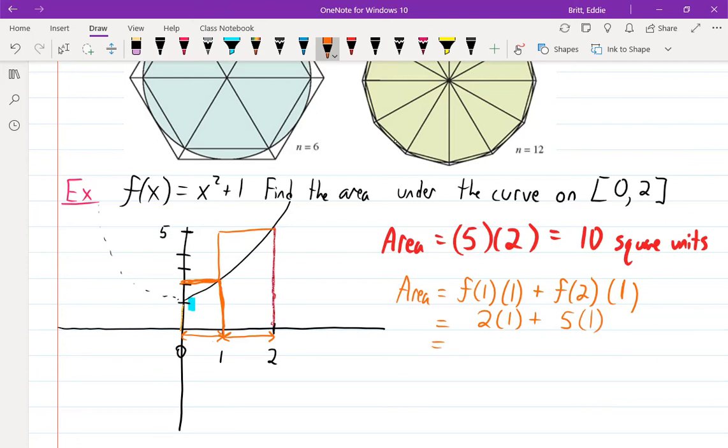So I would have 2 times 1 is 2, plus 5 times 1 is 5, 2 plus 5 is 7. Do you think that area would be more or less than the actual area? It would actually be more, because look at all of this extra stuff up here in this rectangle, and in this rectangle. If I'm trying to find the area under the curve, and in my drawing I have extra stuff up on the top, then of course this would have to be bigger. All right?